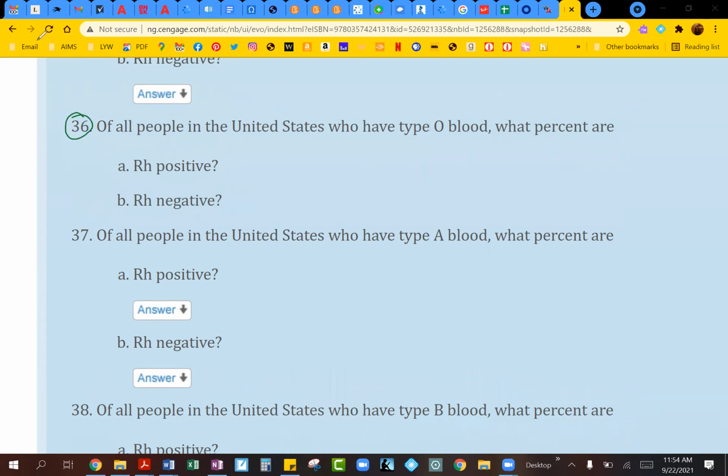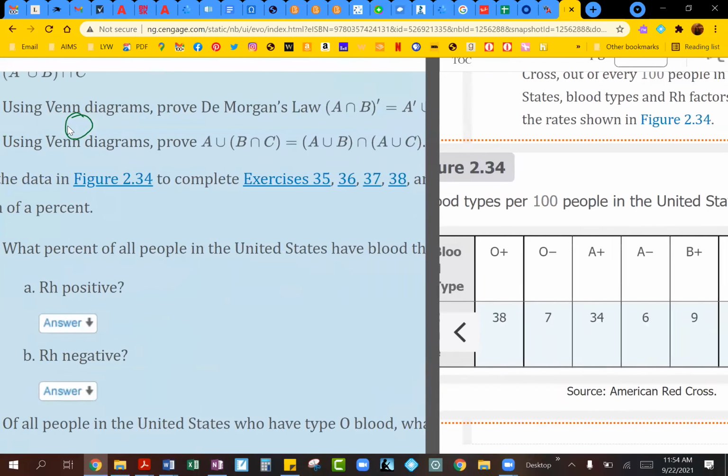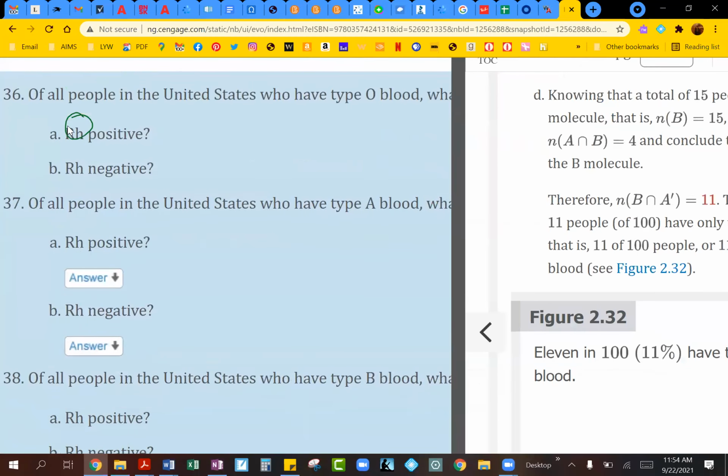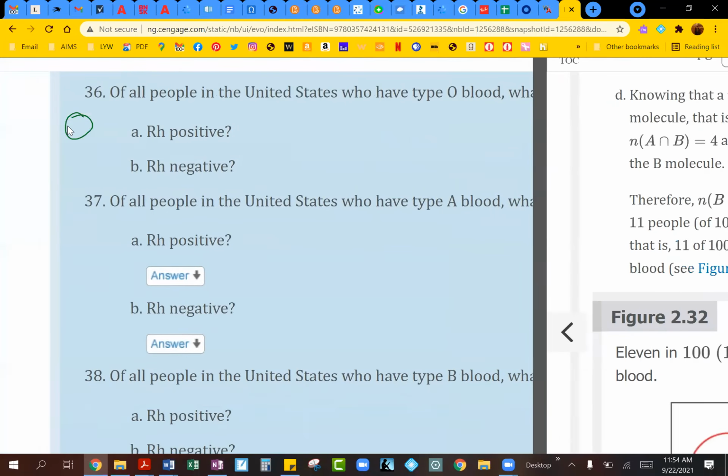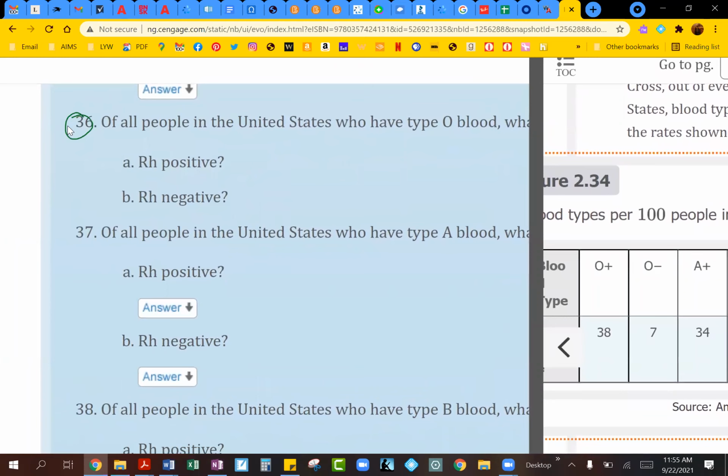36. Oh, and this is going to be the tricky part, isn't it? Let's see if we can open this guy, because we can at least see the type O in our little table. Okay, so here's the table you're supposed to use. And they're asking us for type O, what percentage are Rh positive and what percentage are Rh negative? So how would we calculate these percentages?